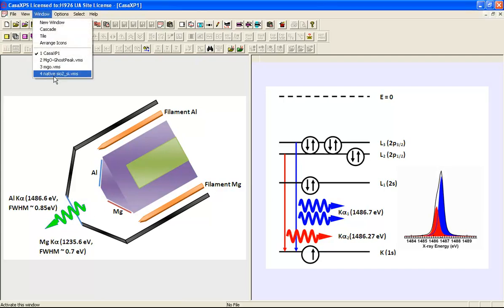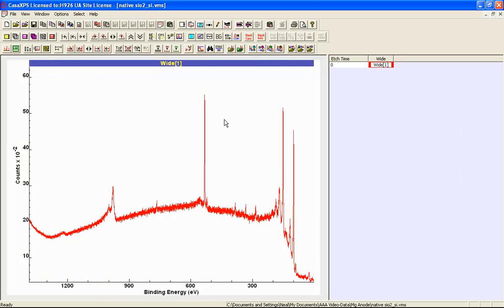This is a spectrum from a silicon wafer with an oxide layer, and you can see that we've got an oxygen peak and silicon peaks.